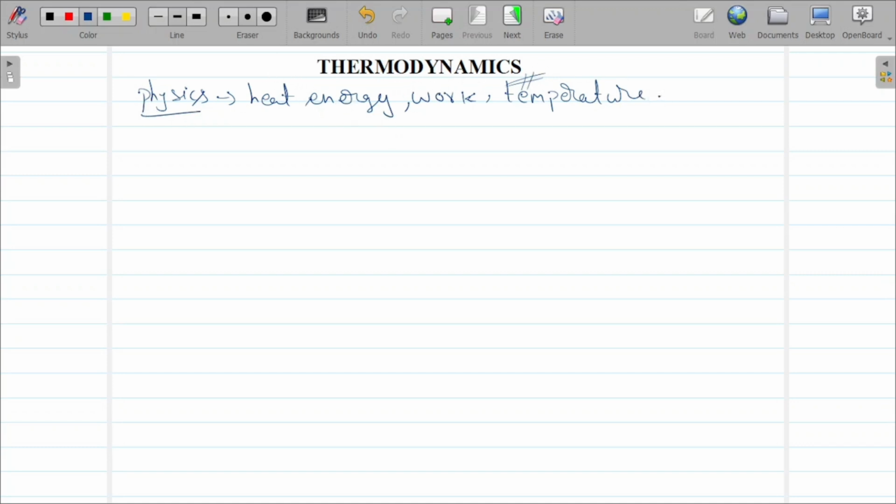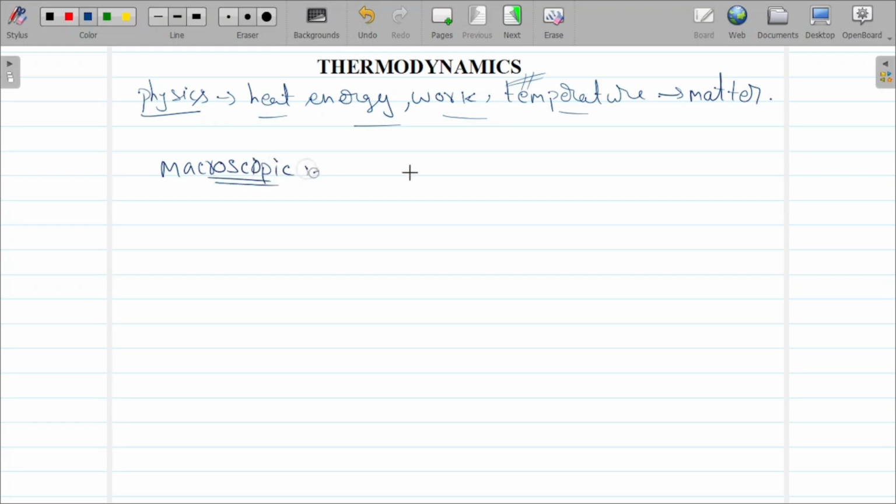Thermodynamics is a branch of physics which deals with heat, energy, work, temperature, and how these affect matter. This is what we are going to discuss; thermodynamics deals with these things. So thermodynamics is a macroscopic science. It's not microscopic, it's macroscopic.